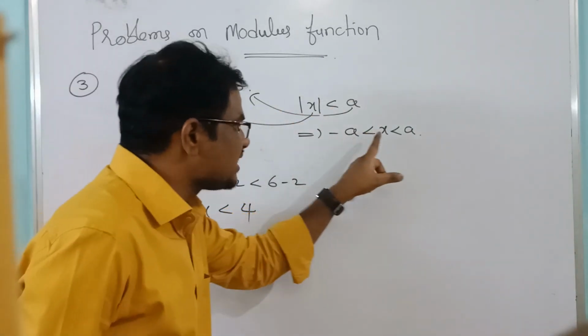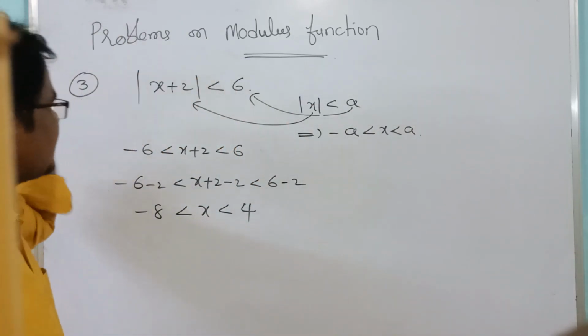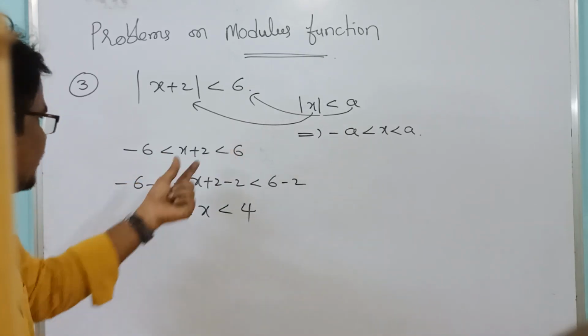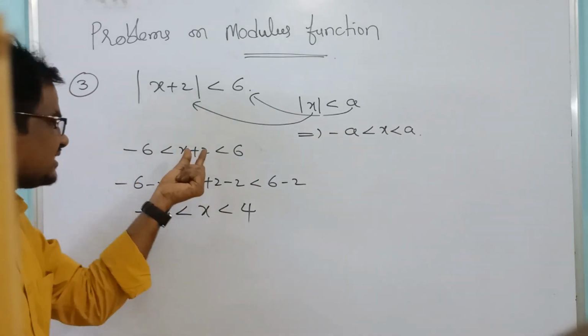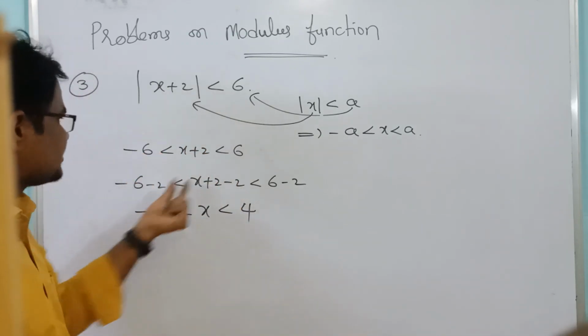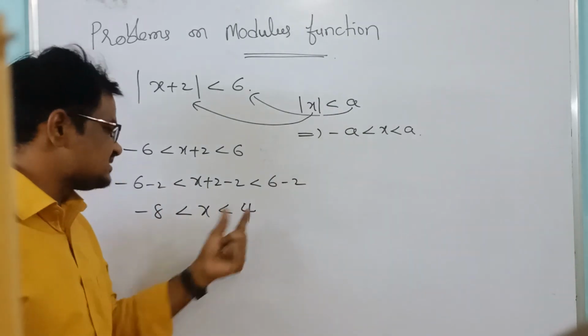So this is in the form of mod x less than a, which can be written as minus a less than x less than a. Here in place of x, x plus 2 is there, and in place of a, 6 is there. So minus 6 less than x plus 2 less than 6. We have to eliminate plus 2, so add minus 2 everywhere. Minus 8 less than x less than 4.